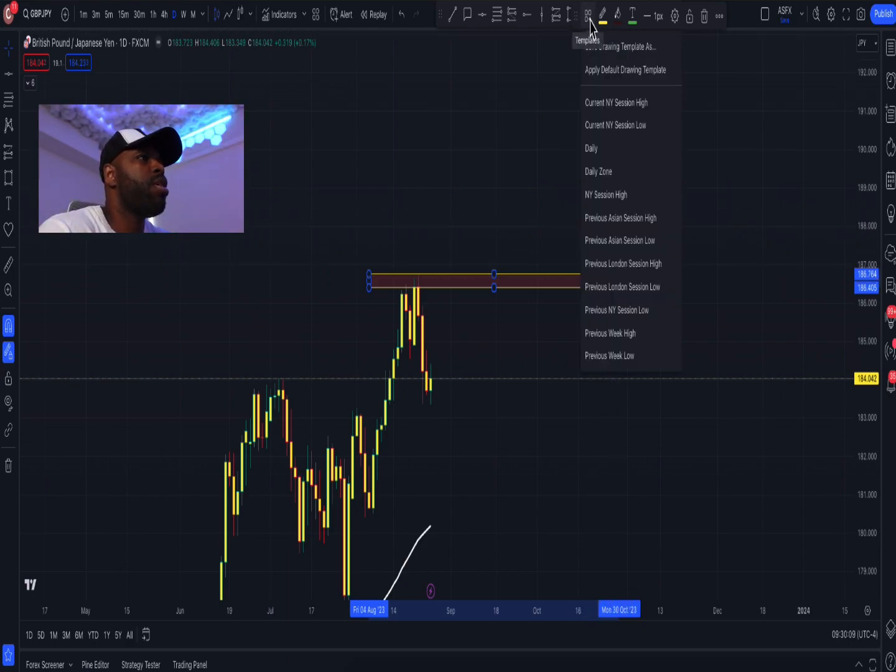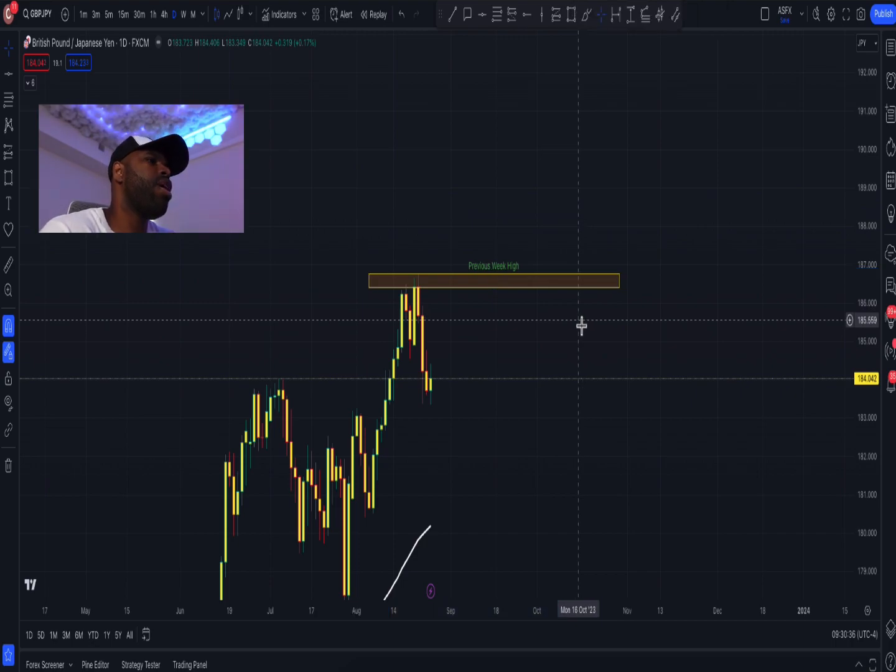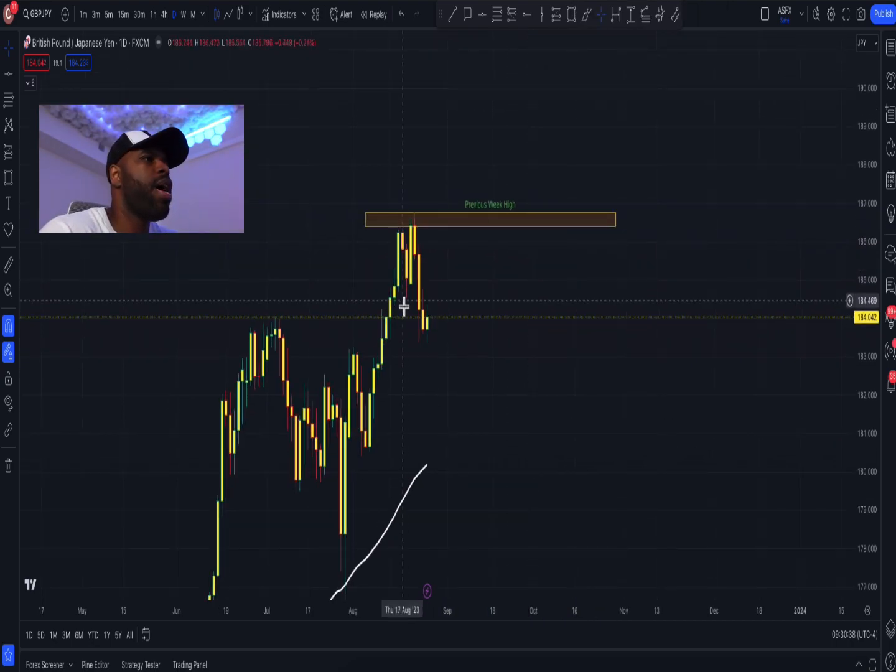If you click on your favorite toolbar, you'll see a four little box area here. You can save templates. I already have a template saved for the previous weekly high and the previous weekly low, and previous New York session low and high, and previous London session. I have all those templates already saved, so you don't have to keep doing it over and over. Just save it as a template. So this is the previous weekly high, and I have it as this color here.